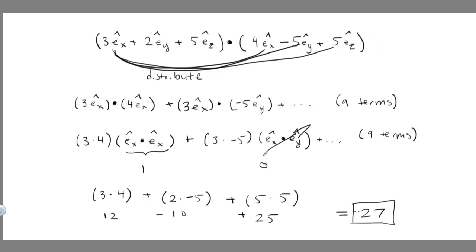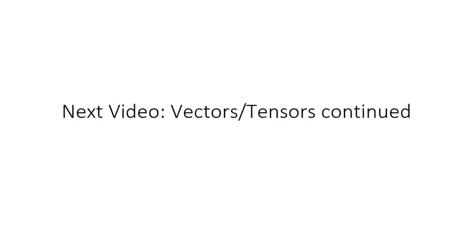The thing to note here is that we're left with a scalar value, right? 27, without direction. So remember, the dot operation removes directionality by replacing the dotted unit vectors with either 1 or 0. That's why we are left with a scalar value. We started with vectors, we're ending with a scalar.